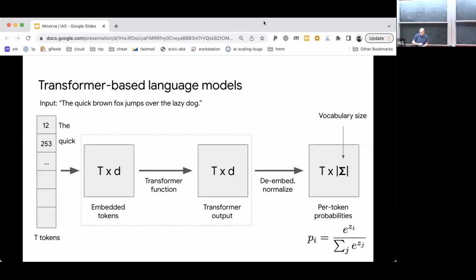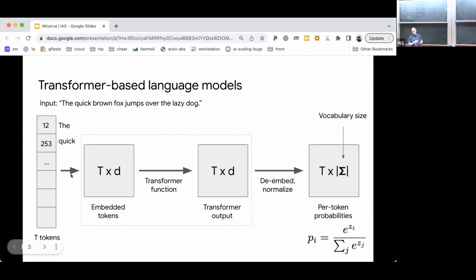Here is the whole end-to-end setup of this network in a bit more detail. Let's say that we want to give the model the input, the quick brown fox jumps over the lazy dog. That's our sequence of tokens that we want to present to the model, and we want to ask the model, what is the next token going to be? So it starts on the left. Let's assume that each of these words corresponds to a token in our vocabulary. So we have this vector of tokens, each one gets some number from our vocabulary, and we end up with some large T tokens. That's the total number of tokens we have.